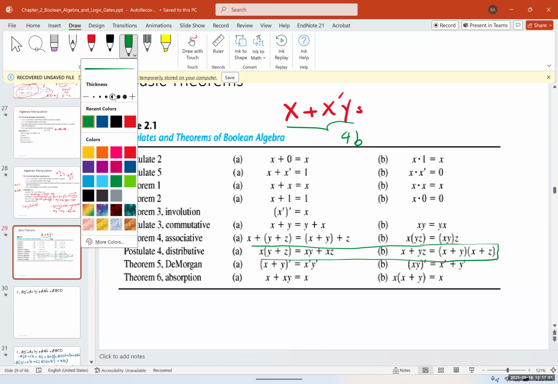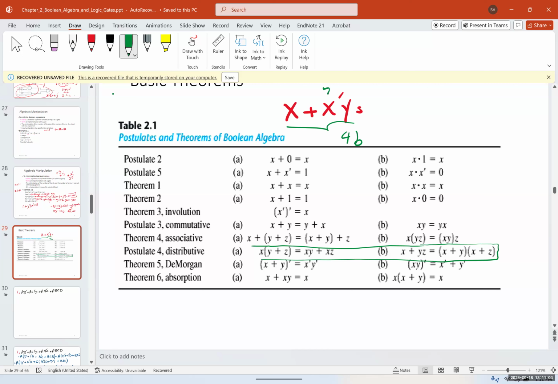So this is our y, for example. This is our z. X prime is our z. So x plus yz. So this would be equal to what? X plus y and with x plus z, which is x prime. Am I correct? Yes.